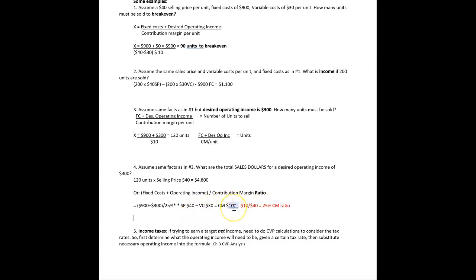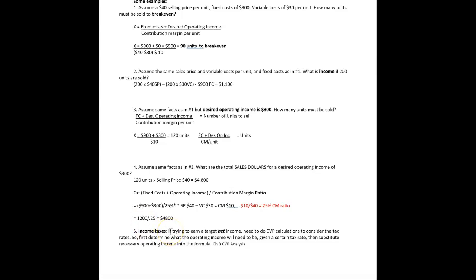Our contribution margin ratio is 25%. Did we get an answer? It would be the $4,800. That's what our sales would be. So it's going to be $1,200 divided by 0.25. $1,200 divided by 0.25 is, of course, I don't have a calculator here, $4,800.